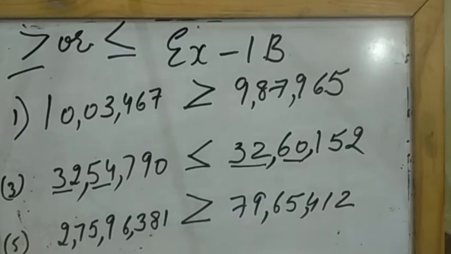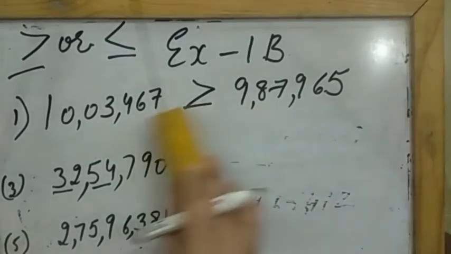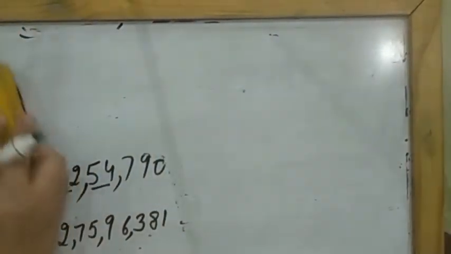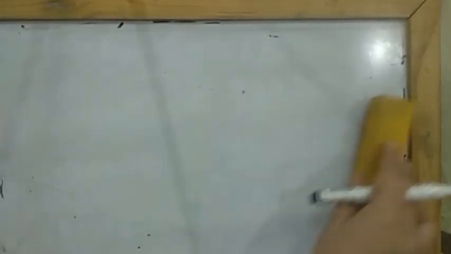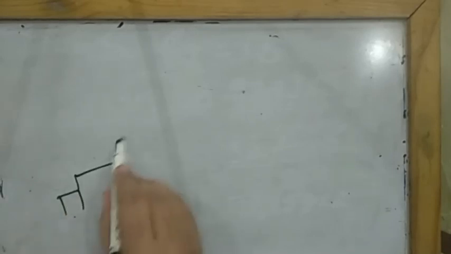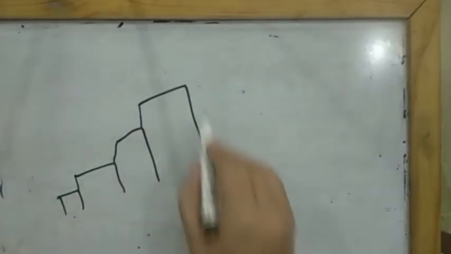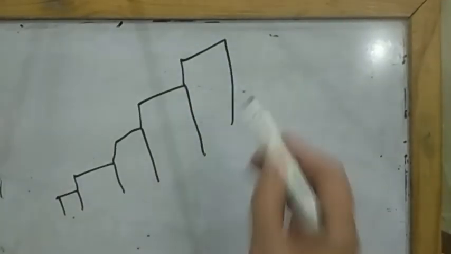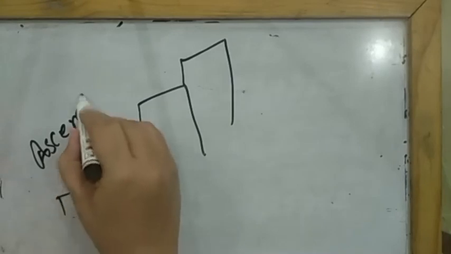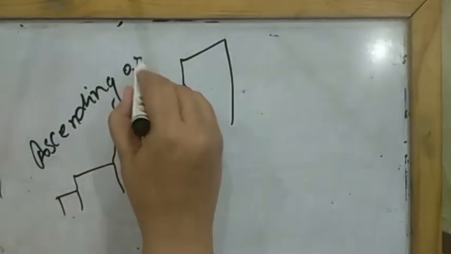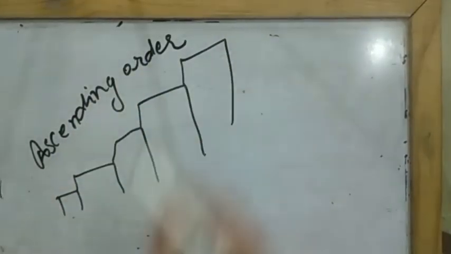Then the next question is, some numbers are given and you have to put them in ascending and descending order. So already you know what is ascending order. Ascending order is when you climb the ladder. When you climb the ladder, that is ascending order, from the smallest to the biggest. So this is ascending order. So find out which number is smaller, which is bigger, and put them in order.